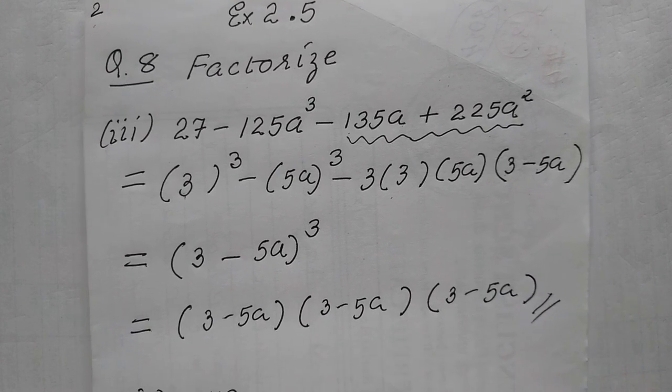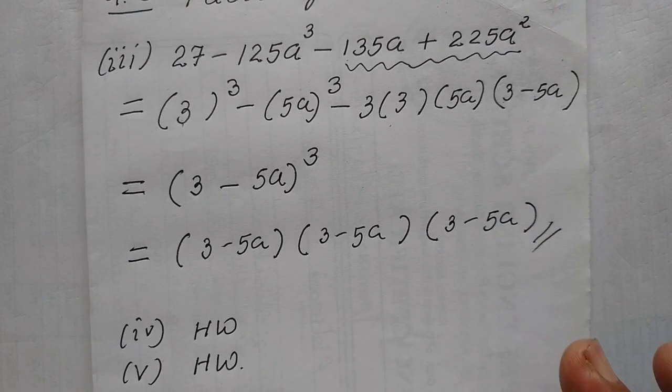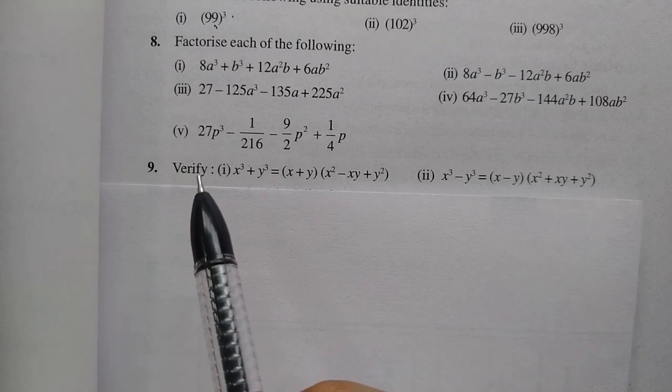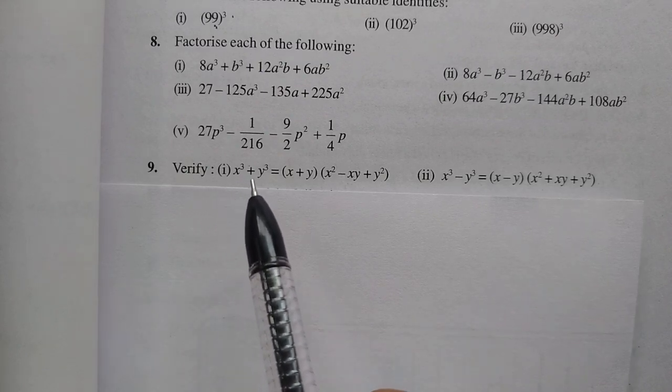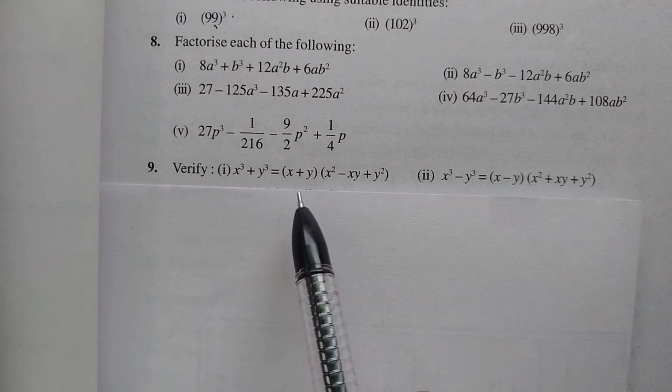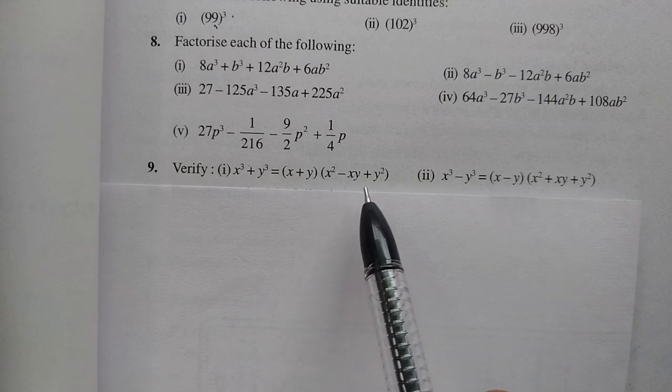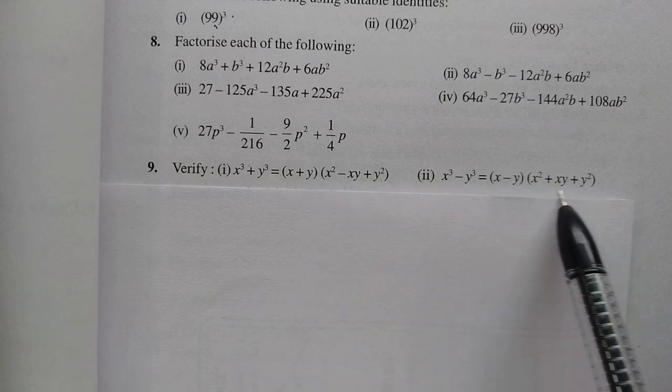Now the next two sums, children, are homework. Verify x cube plus y cube is equal to x plus y into x square minus xy plus y square, and this one.